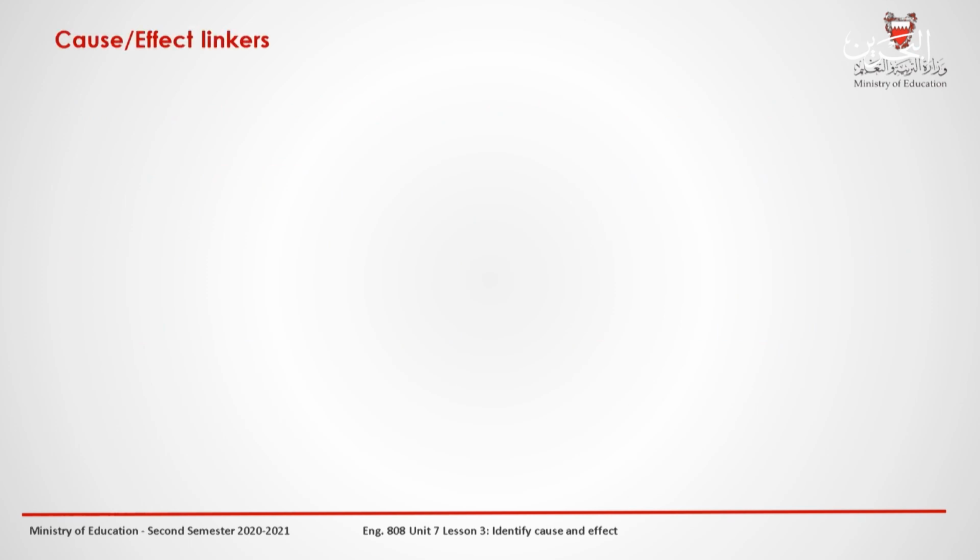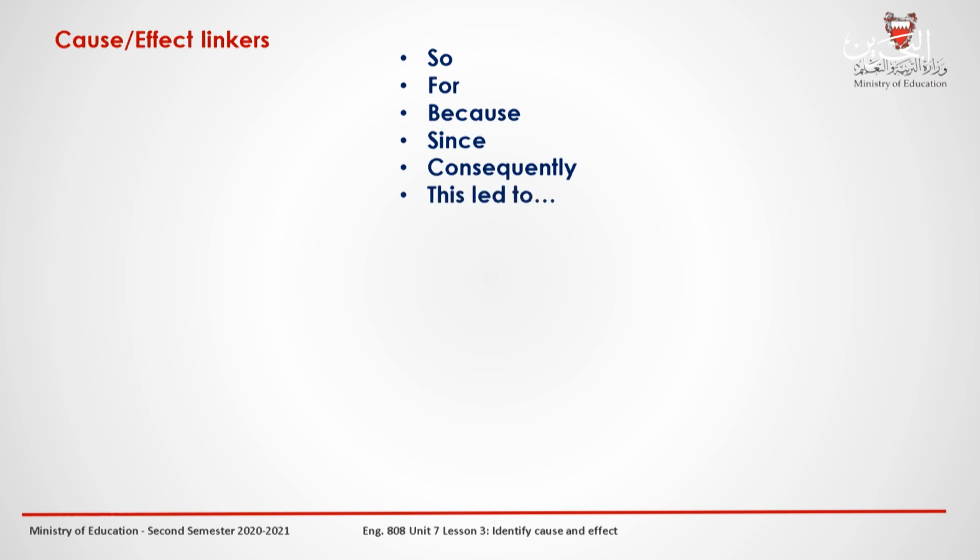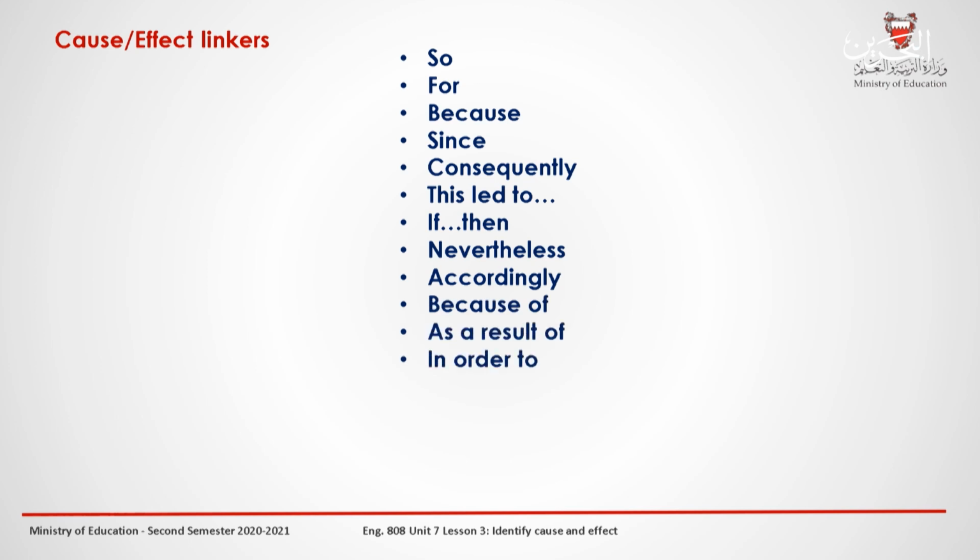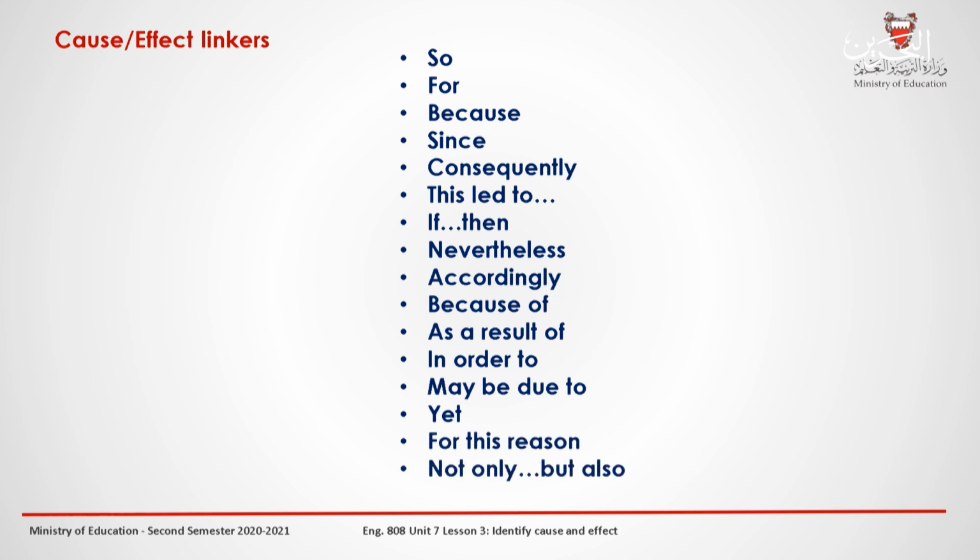Here, we'll be talking about cause and effect linkers. The linkers are so, for, because, since, consequently, this led to, if, then, nevertheless, accordingly, because of, as a result of, in order to, maybe due to, yet, for this reason, and not only but also.